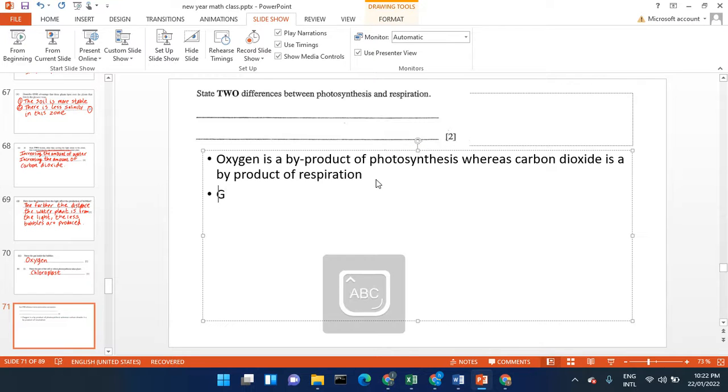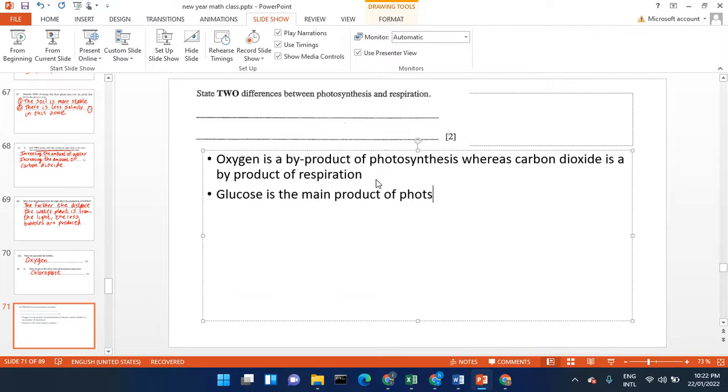So the next thing is glucose. Glucose is the main product of photosynthesis. So glucose is going to be the main thing that's made. Whereas here we state in the difference, energy is the main product of respiration.